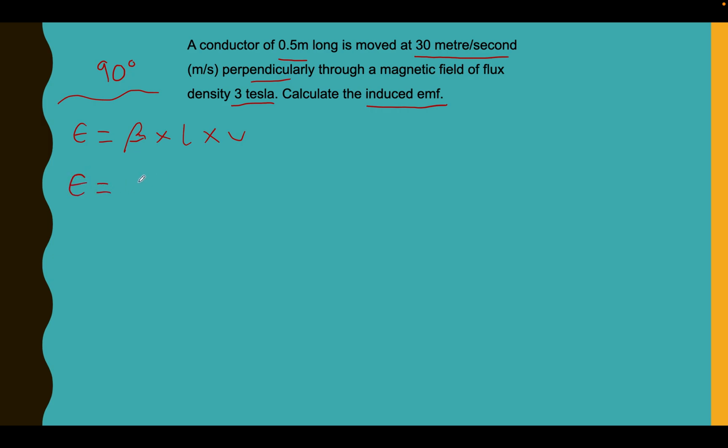So the induced EMF is equal to 3 Tesla multiplied by the length of the conductor, which is 0.5 meters, multiplied by the velocity it's traveling through, which is 30 meters per second. Okay. So when we punch this into our calculators, we're going to be given a value of 45 volts. Okay, so why are we writing volts? Because we know that EMF is measured in volts, don't we?